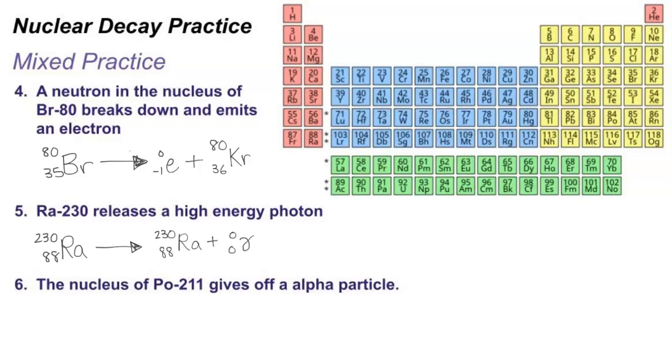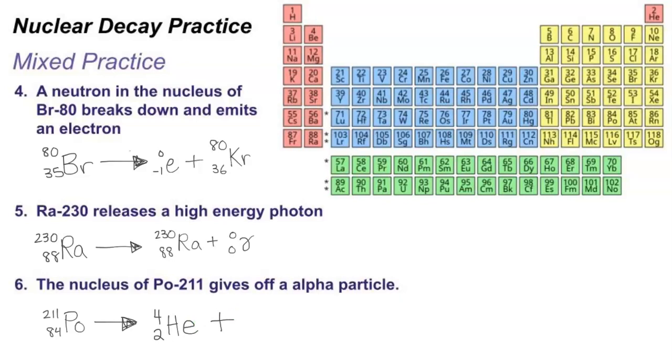Last but not least, number 6, the nucleus of PO211, or polonium-211, gives off an alpha particle. Okay, so this is an alpha decay equation, so we'll start with our isotope PO211. Polonium's atomic number can be found on the periodic table. It is 84 right here. So we are giving off an alpha particle. So on our product side, one of our products is going to be that alpha particle, 4,2He, and we just need to figure out what the other product is.